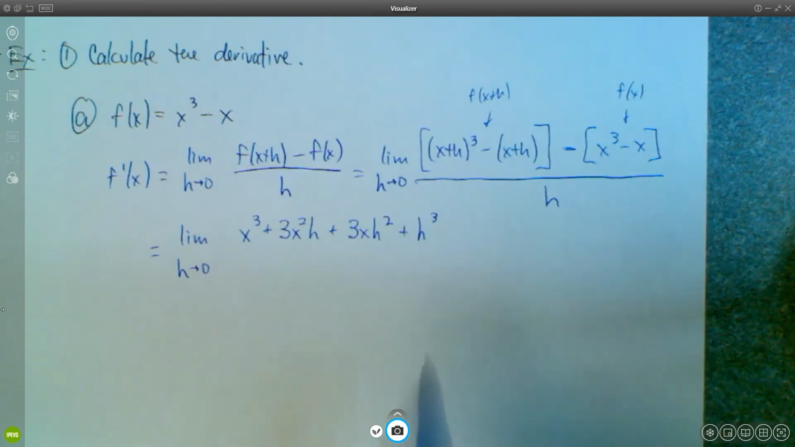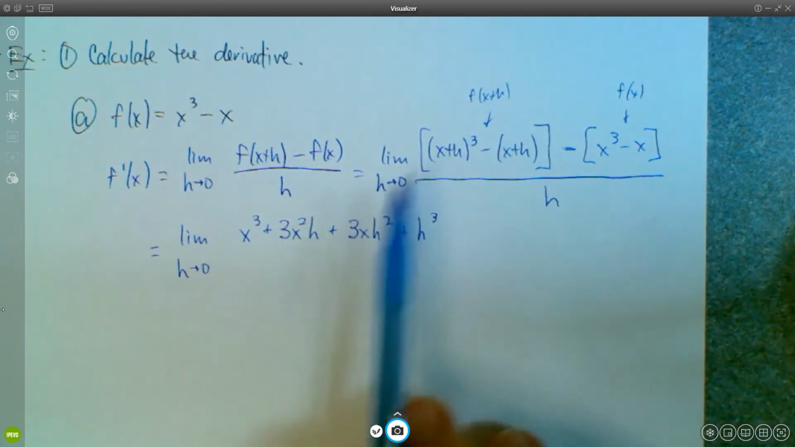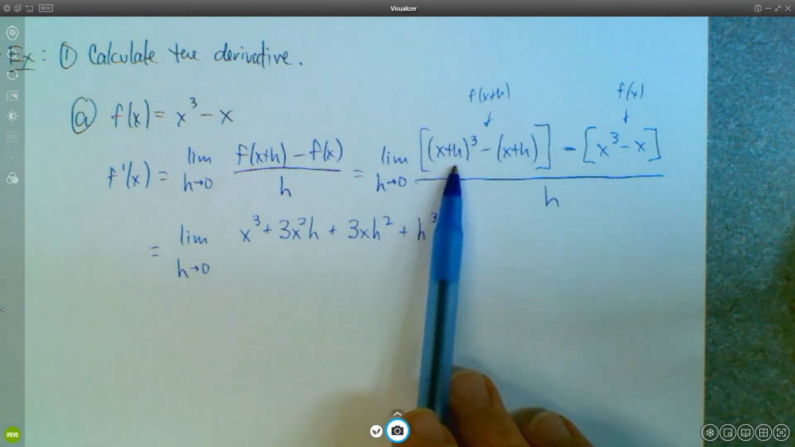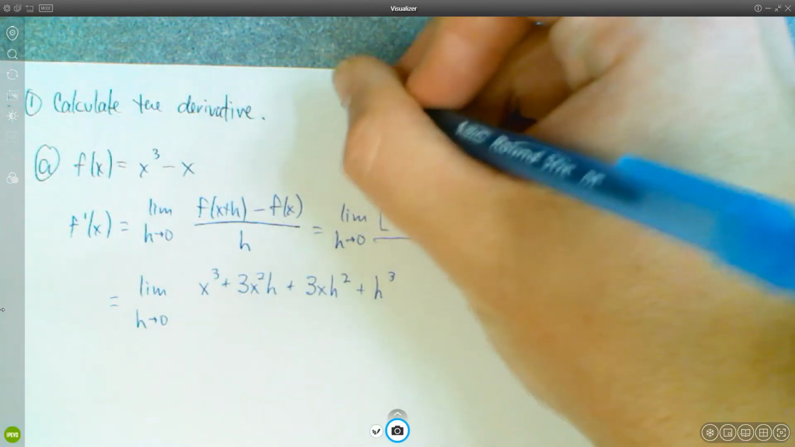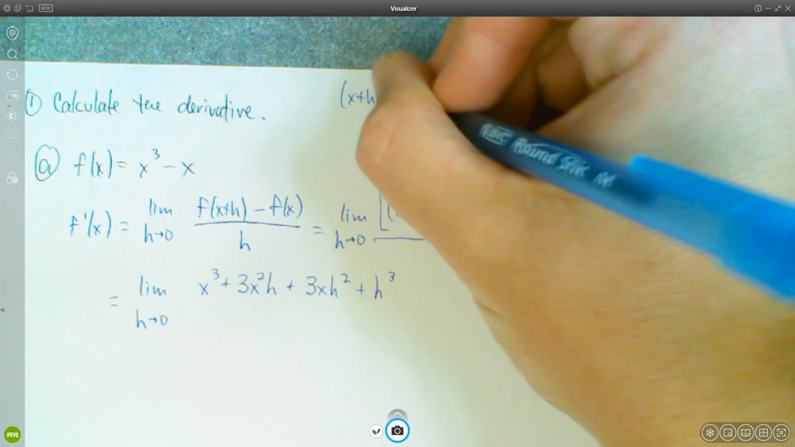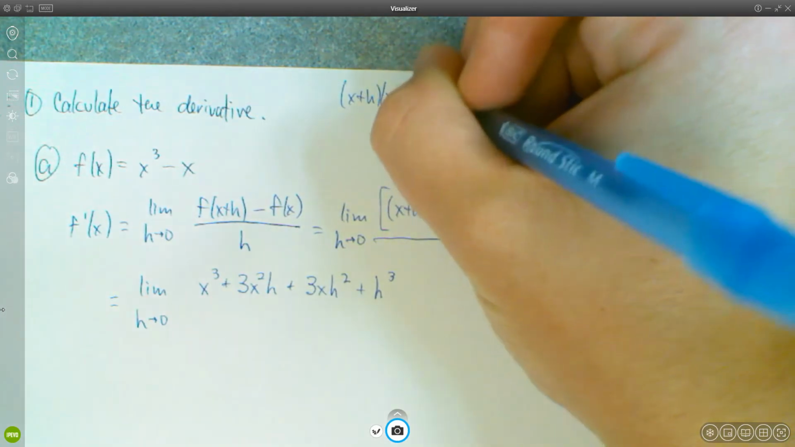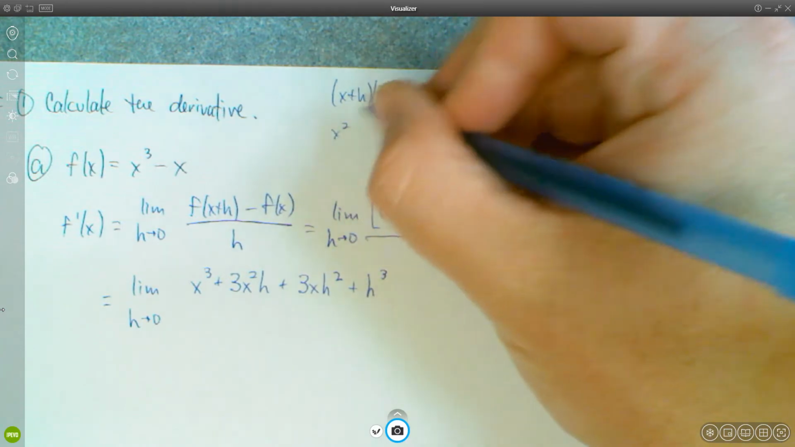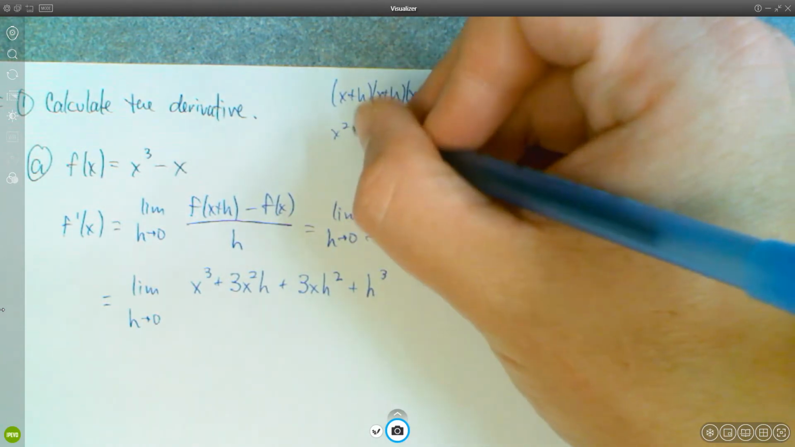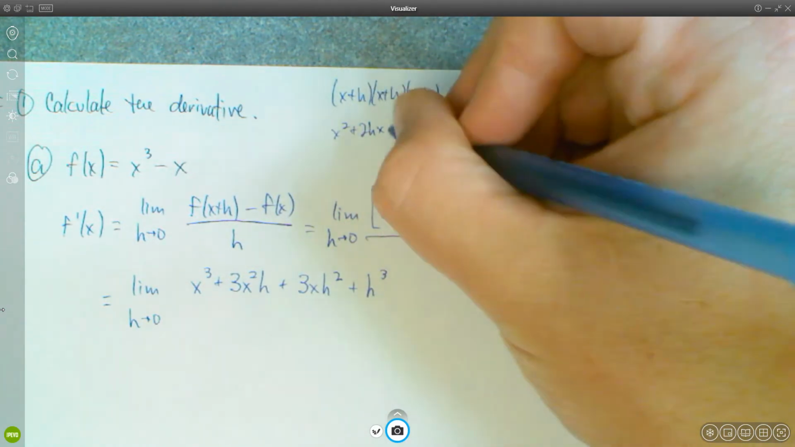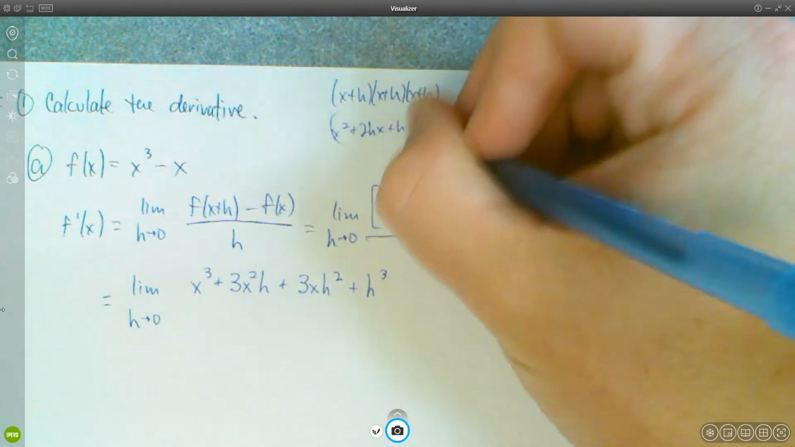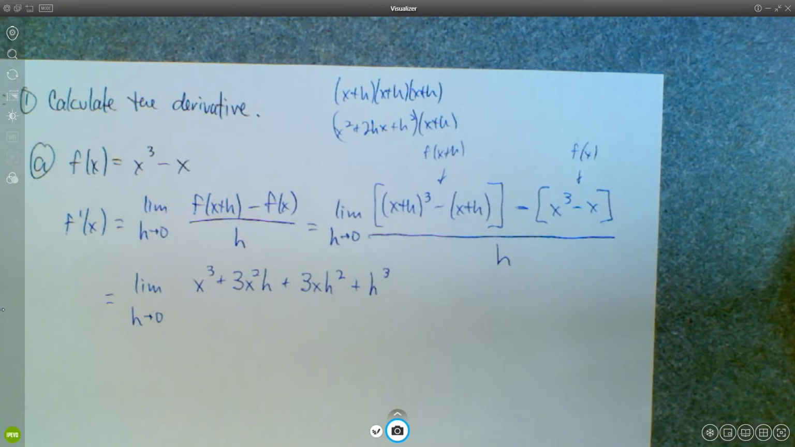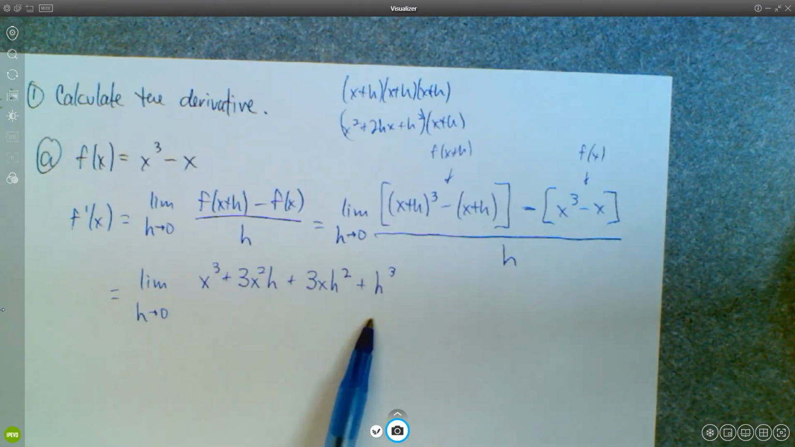Now, if you don't know Pascal's triangle, like you don't know this rule or whatever, that's fine. Just write this out. You'll have to write it out: x plus h times x plus h times x plus h. And you do a little scratch work, right? You know that this is going to be x squared plus 2hx plus h squared. And then you need to multiply that by x plus h again, so you distribute that again, right? But you should end up here when all is said and done.